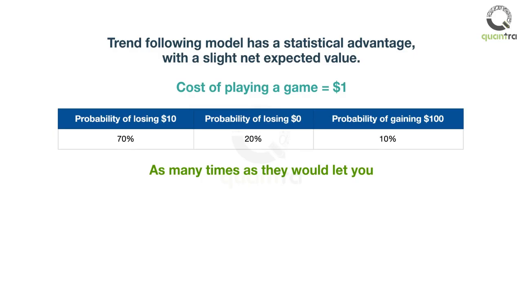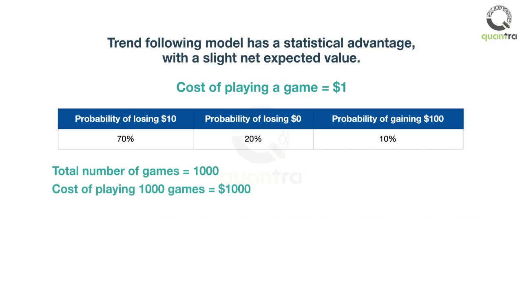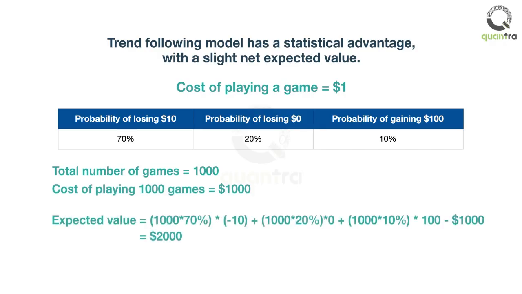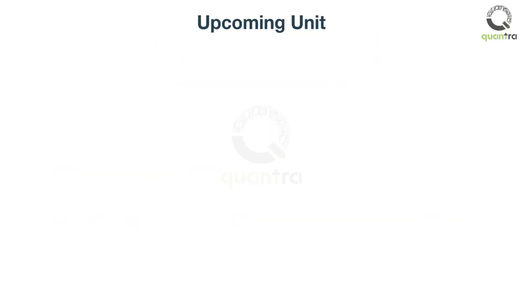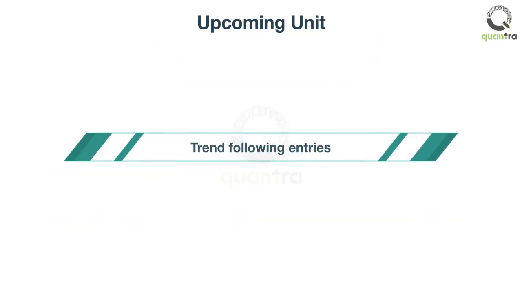If you play such a game once, anything could happen. 10 times, anything could happen. But if you play it 1,000 times, you're likely to have net gains of $2,000. That's all for this video. In the upcoming video unit, you will learn about trend following entries.